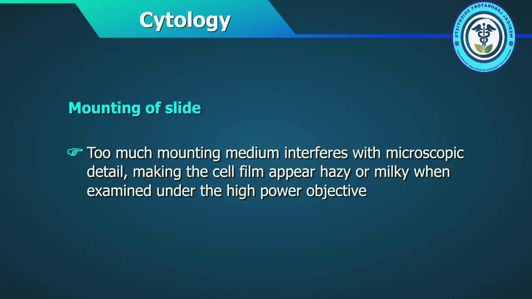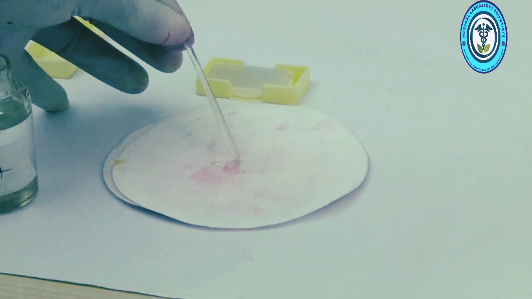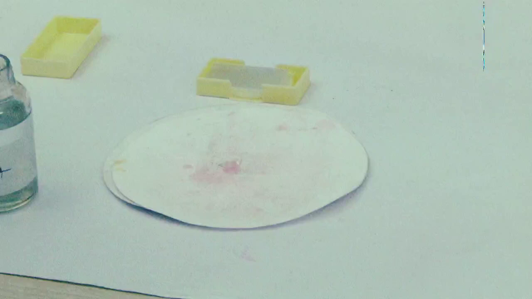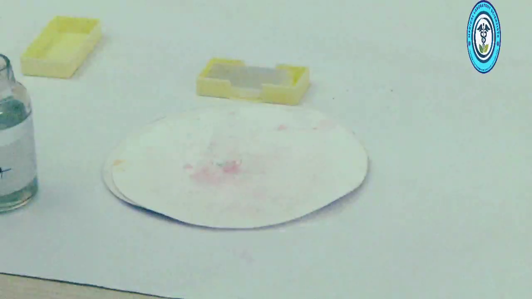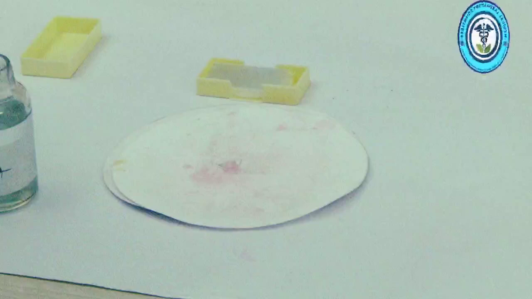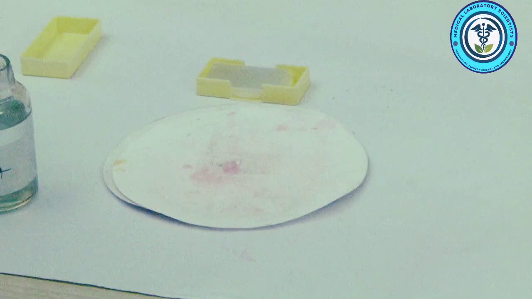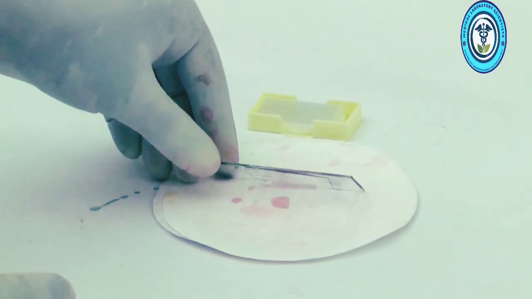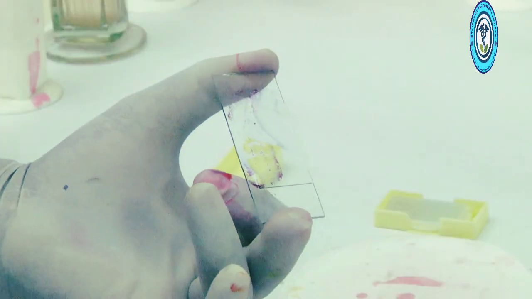The usual size of the cover slip for a cervical smear is 22 by 30 mm. If the smear spread is beyond the cover slip area, ideally use another small cover slip or put a drop of DPX and spread evenly with the same cover slip without affecting the focus.